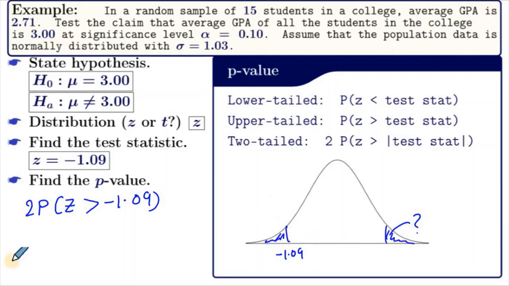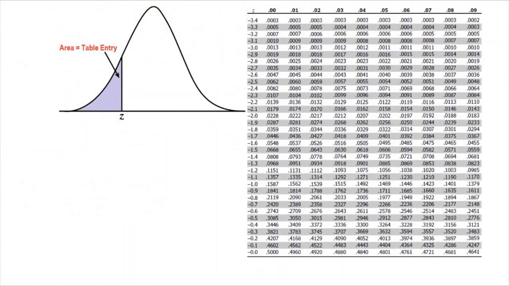To find this, we can use Z-table or some technology like TI calculator or Excel. For this one, I will use table. For other method on finding it, please watch my other videos. Let me pull up the table here. So we will look at row of negative 1, which is this row, and column of 0.09. So this column, 0.09.